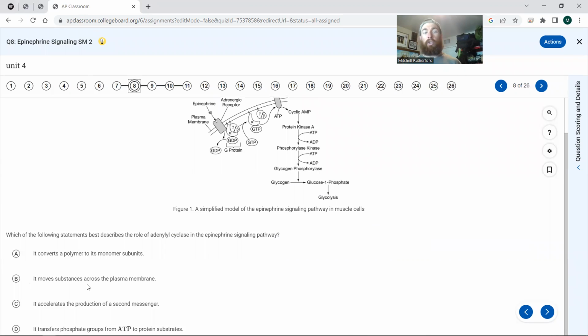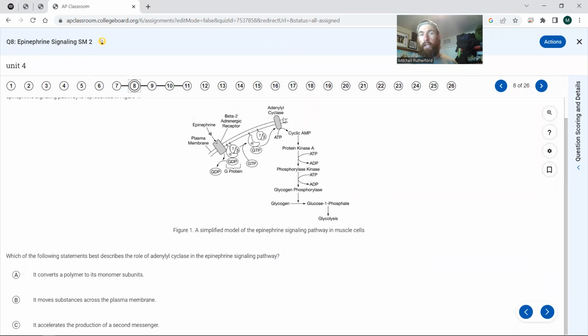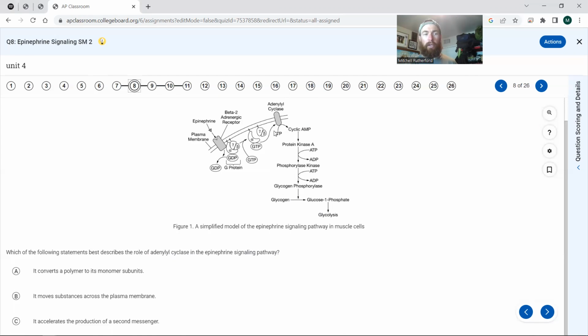B says it moves substances across the plasma membrane. Literally, if you're just looking at this and seeing, a 10-year-old should be able to say, no, ATP going to cyclic AMP, that's not going across the plasma membrane. It's all on the inside. Okay, it's just on one side. So I don't like that.